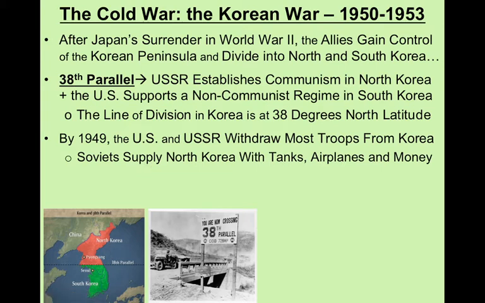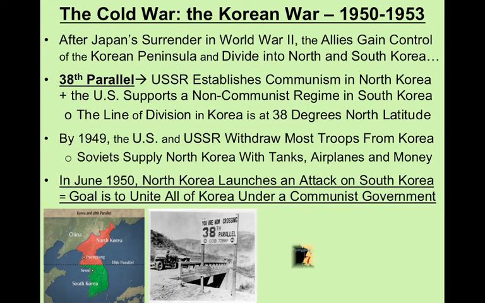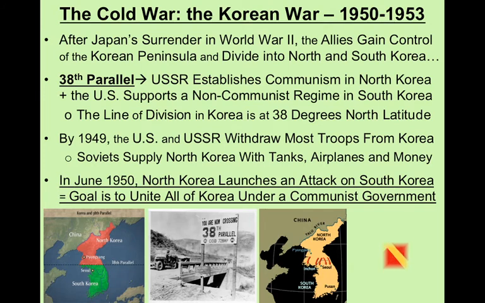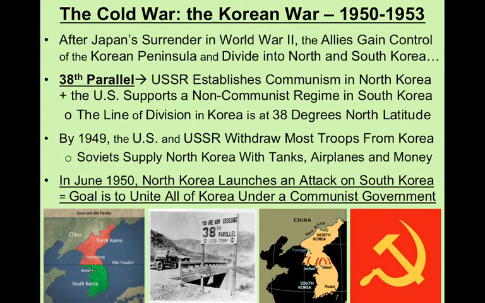However, the Soviets continue to supply North Korea with military supplies. And with their backing, along with the backing of Mao Zedong in China, North Korea is going to invade South Korea in June of 1950. The goal is to unite all of Korea as a communist government. It will be that event, the invasion of North Korea into South Korea, that will begin what becomes known as the Korean War. All right?